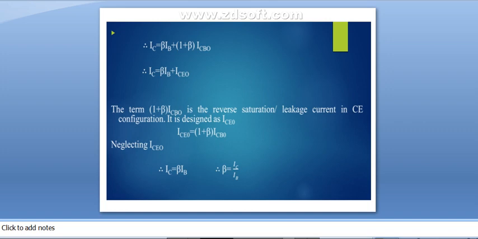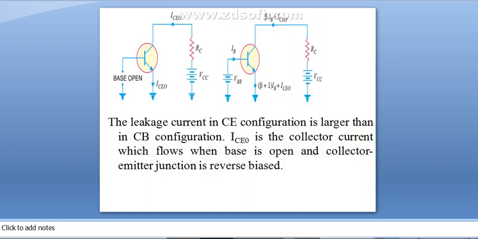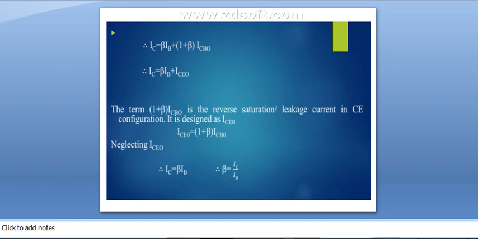The reverse saturation current in CB configuration is ICBO, and the reverse saturation current in CE configuration is ICEO. If you neglect ICEO, then we can write IC equal to beta IB. So beta equal to IC by IB. Beta is the current amplification factor in CE configuration. It is the ratio of output current to input current. In CE configuration, the output current is IC and the input current is IB. The collector current equation is IC equal to beta IB in CE configuration.